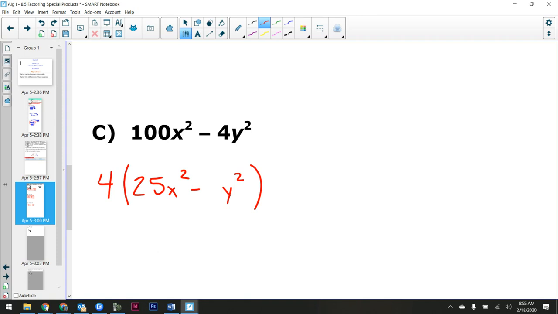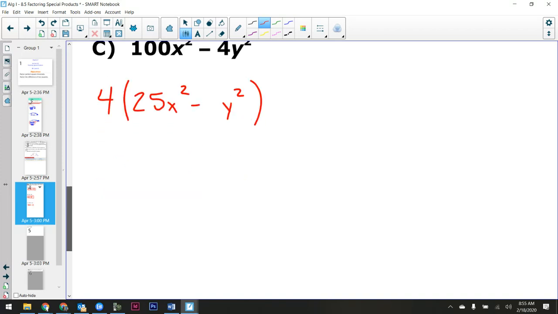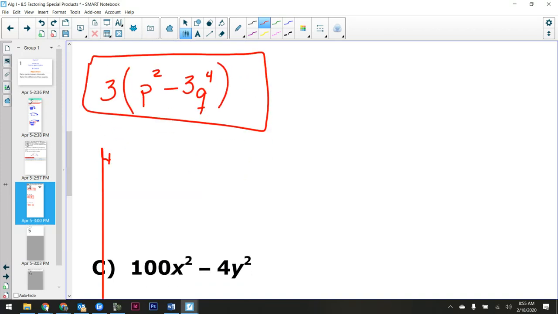Yes. Are they both perfect squares? Is 25 a perfect square? Is x squared a perfect square? Is y squared a perfect square? So yes, this is indeed a difference of squares. So that means don't forget about your 4. The 4 stays out front.